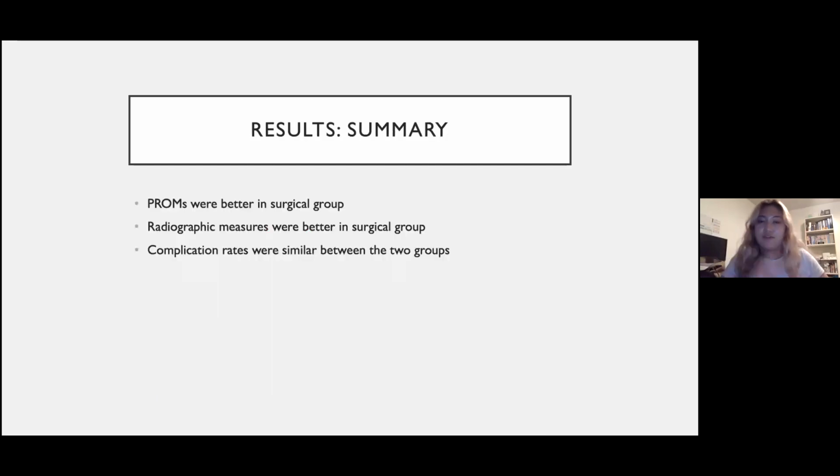So this is a very simple summary. Basically, the patient-reported outcome measures were better in the surgical group, the radiographic measures were better in the surgical group, and complication rates were similar between the two groups. So the authors conclude that volar plate fixation is better.